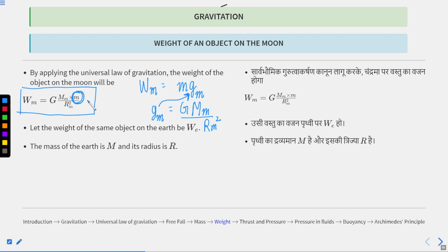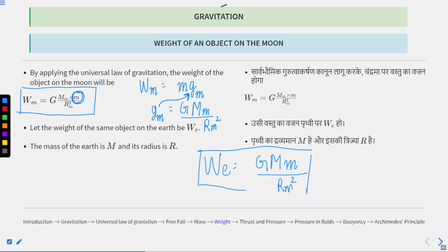Okay, and what will be the weight on the earth? Weight on the earth will be G capital M small m divided by R square, where capital M is the mass of the earth and R is the radius of the earth. Clear class? This is weight on the earth, this is weight on the moon.